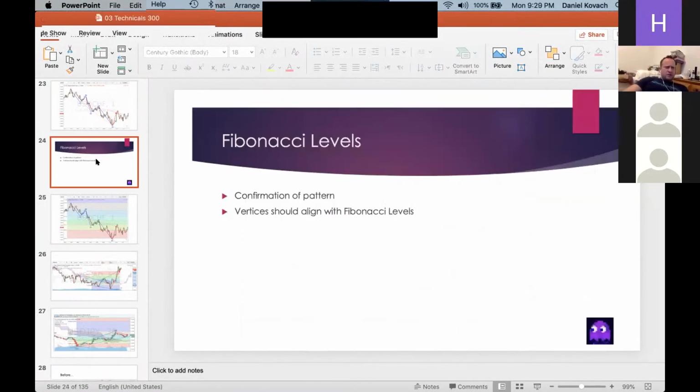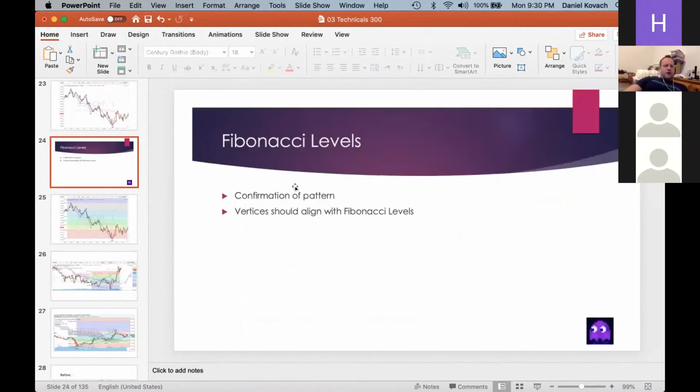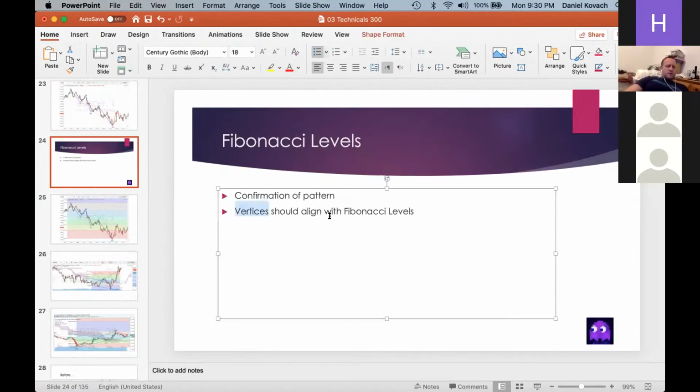But let me just go through the Fibonacci's really quick, because with any pattern, if you can stack reasons, facts, reasons to believe that you have a good trade, the more the better, right? The more tools in your toolkit. So confirmation of the pattern is done a lot of times by the Fibonacci levels. So this is really important. The vertices should align with the Fibonacci levels, right?